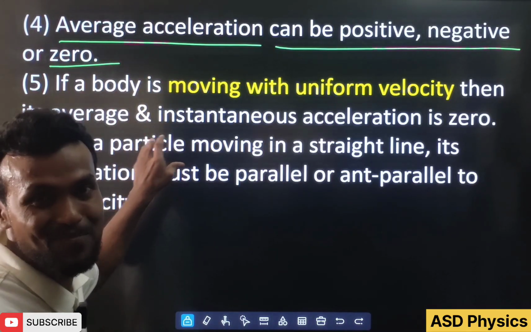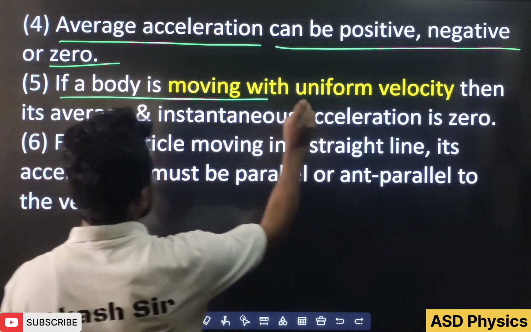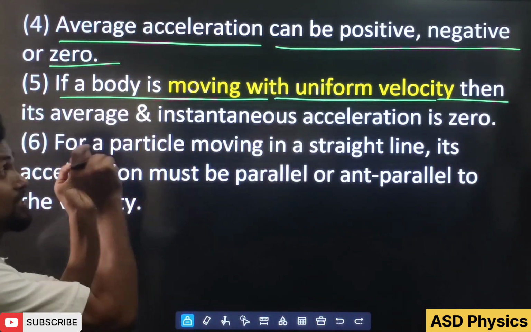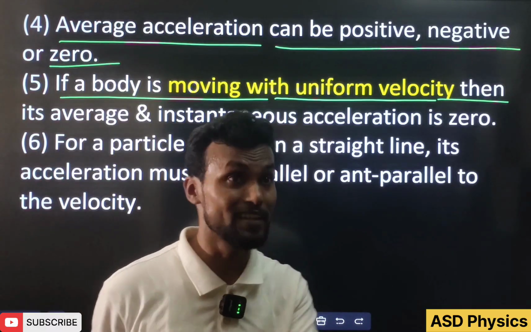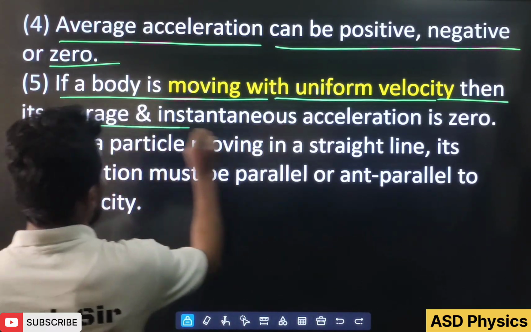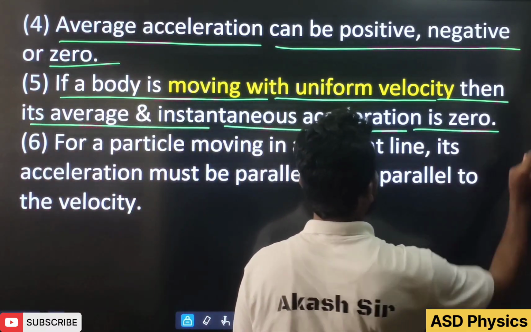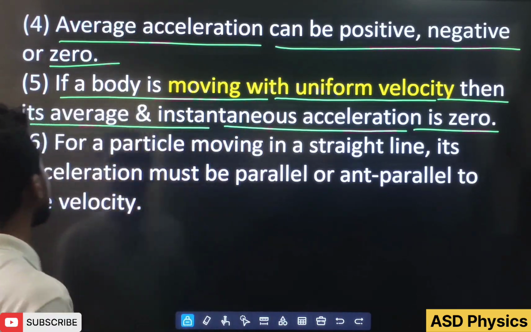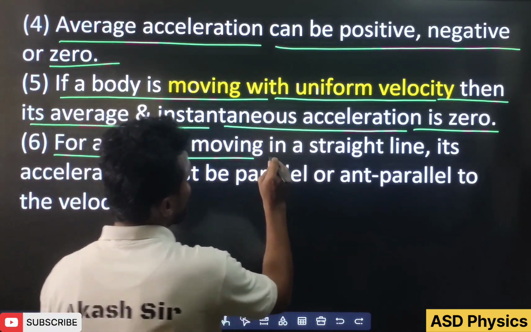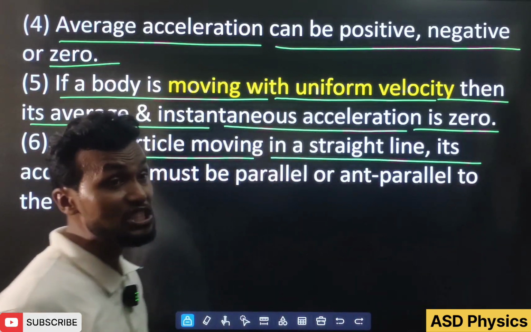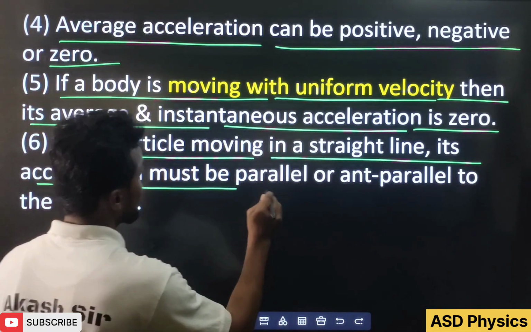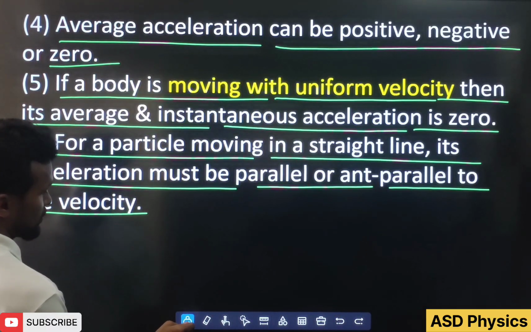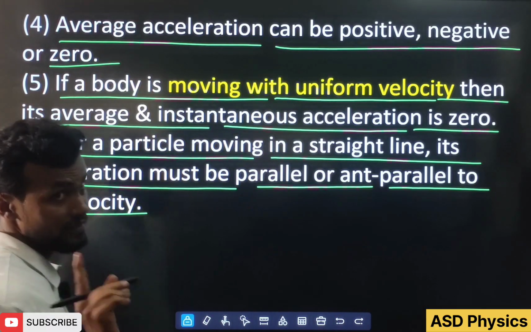And now the most important point. If a body is moving with a uniform velocity, that means velocity is not changing, which kind of path? Remember, straight line path. Then its average and instantaneous acceleration is 0. Uniform velocity means both of them will be 0. And 6.1c, for a particle moving in a straight line, its acceleration must be parallel or anti-parallel to the velocity.